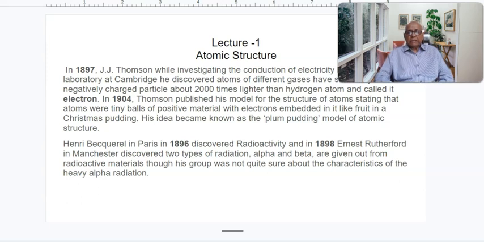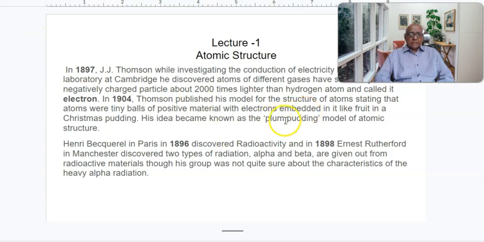The key points were that J.J. Thomson in 1897, investigating conduction of electricity by gases in the Cambridge laboratory, found that a negatively charged particle was about 2,000 times lighter than a hydrogen atom. In 1904, he gave a model of atomic structure which is known as the plum pudding model.